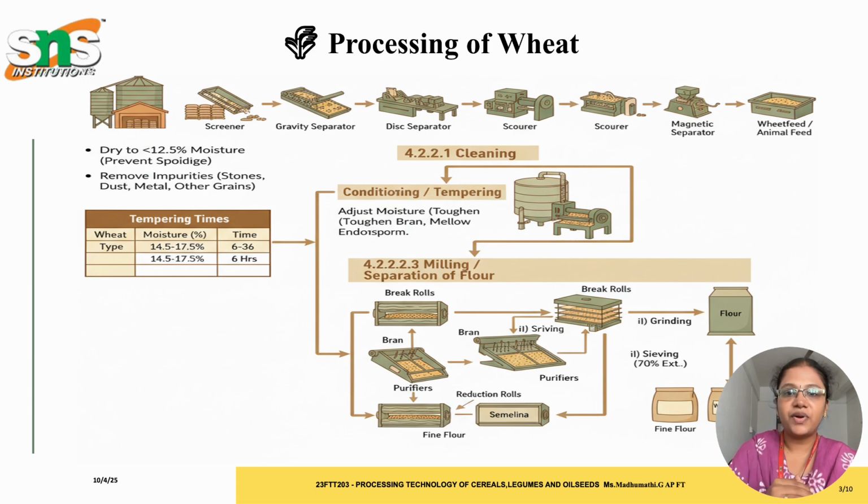So disc separator is the separator where the actual process of the milling of the wheat takes place, and then with the scorer after milling, the scorer will help to remove the extra particles that are present with the adhered wheat. Okay, then it goes to the magnetic separator, where during the process of disc separation and the scorer, sometimes few particles will get adhered as a magnet with the wheat, or the flour.